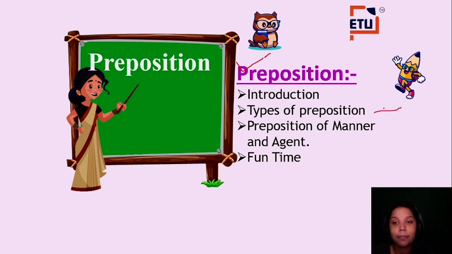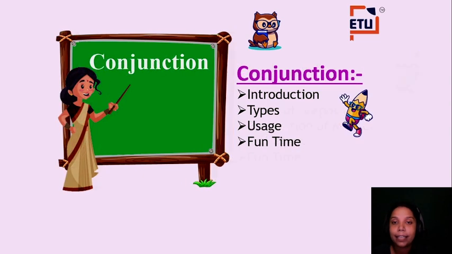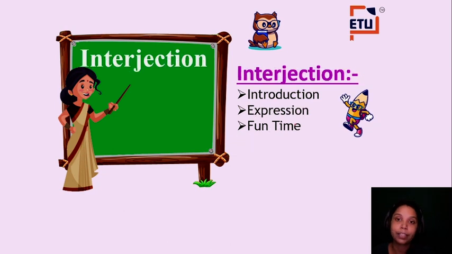So here we'll be learning some types of prepositions and prepositions of manner and agent. And we'll have our fun part, isn't it? Let's go for the next part. Now conjunction. Here in conjunction we will be doing the types of conjunction and the usage of conjunction. Where to use which kind of conjunction words. Remember, we will always be learning where to use which kind of words, with the given exercises as well as examples. Let's go for the next part.